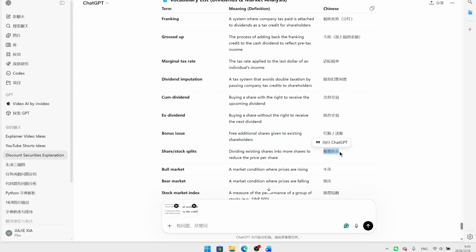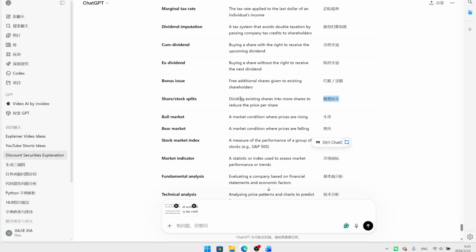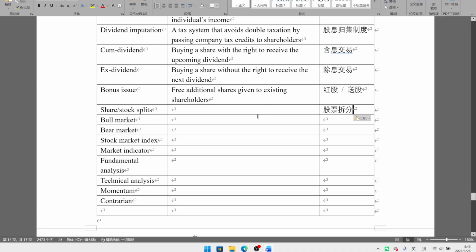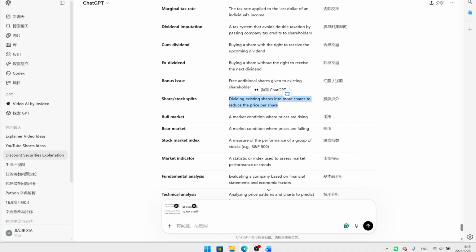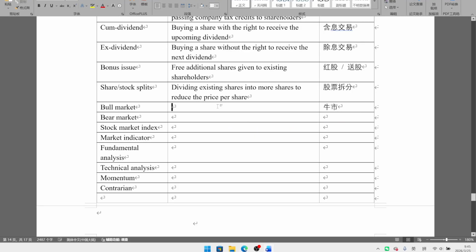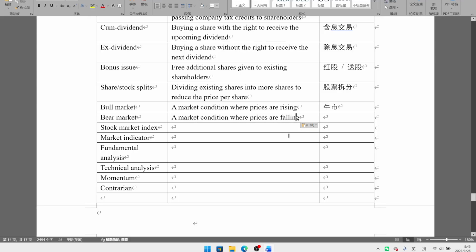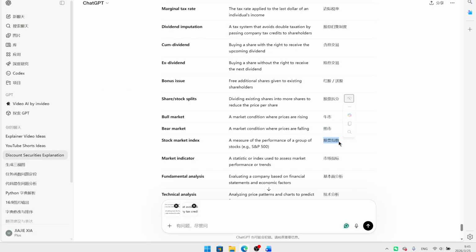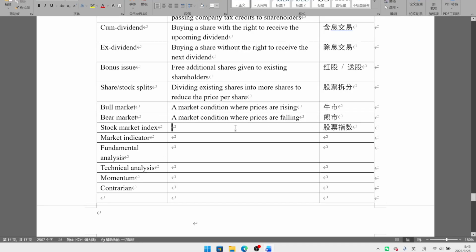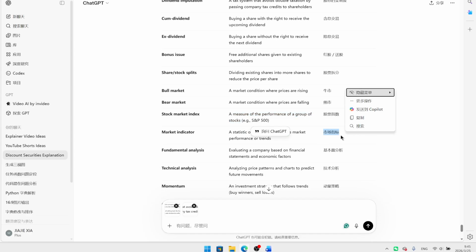Stock split, share split, is dividing into more shares to reduce the price value. Bull market is where prices are rising. The bear market is a market condition where prices are falling. The stock market index is a measure of performance of a group of stocks, for example the S&P 500. Market indicator is a standard index used to assess market performance or trends.